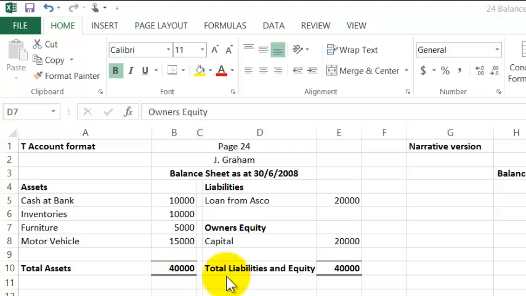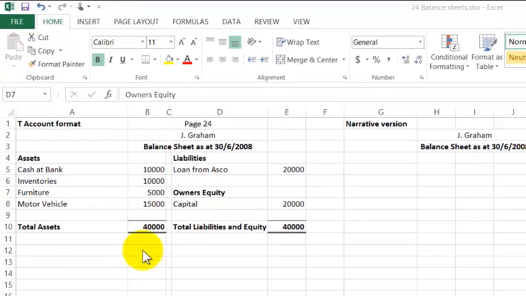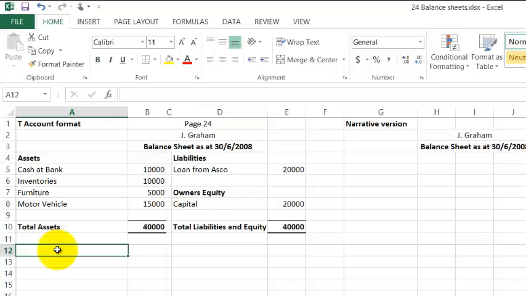So you can see that the balance sheet works where the total assets are equal to the liabilities plus owner's equity. So in this instance, the accounting equation is A equals L plus OE.